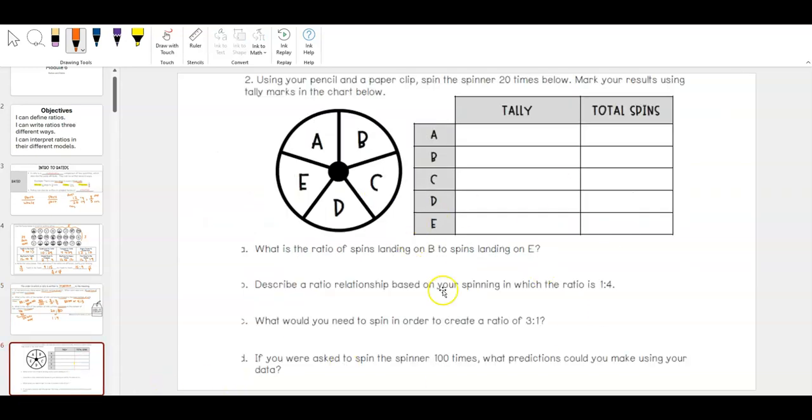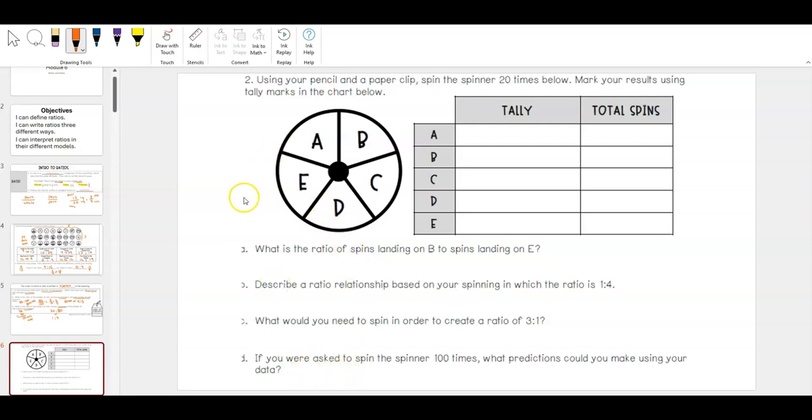Okay. Here is a little game that you can play. If you have your notes, or even if you pause, you could even make this on your page. If you take a paper clip and spin it 20 times, you'll get a tally of results here with the total number of spins. You would tally them up and get total spins for when it lands on A, B, C, D, and E. And then using that information, you're going to fill out these questions.